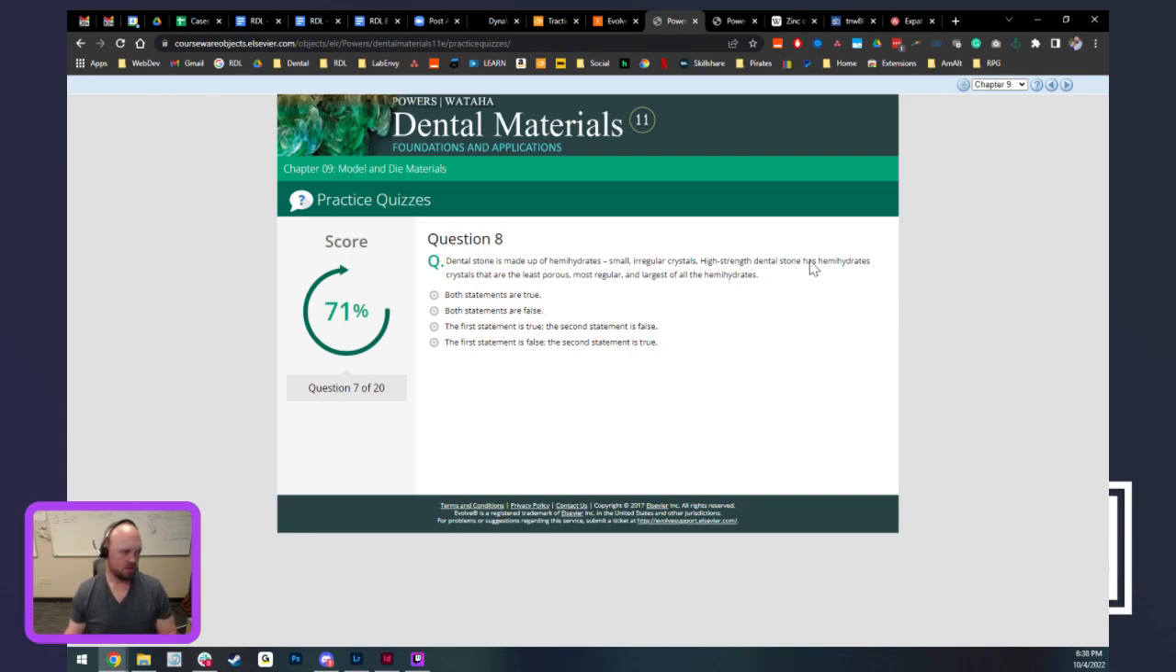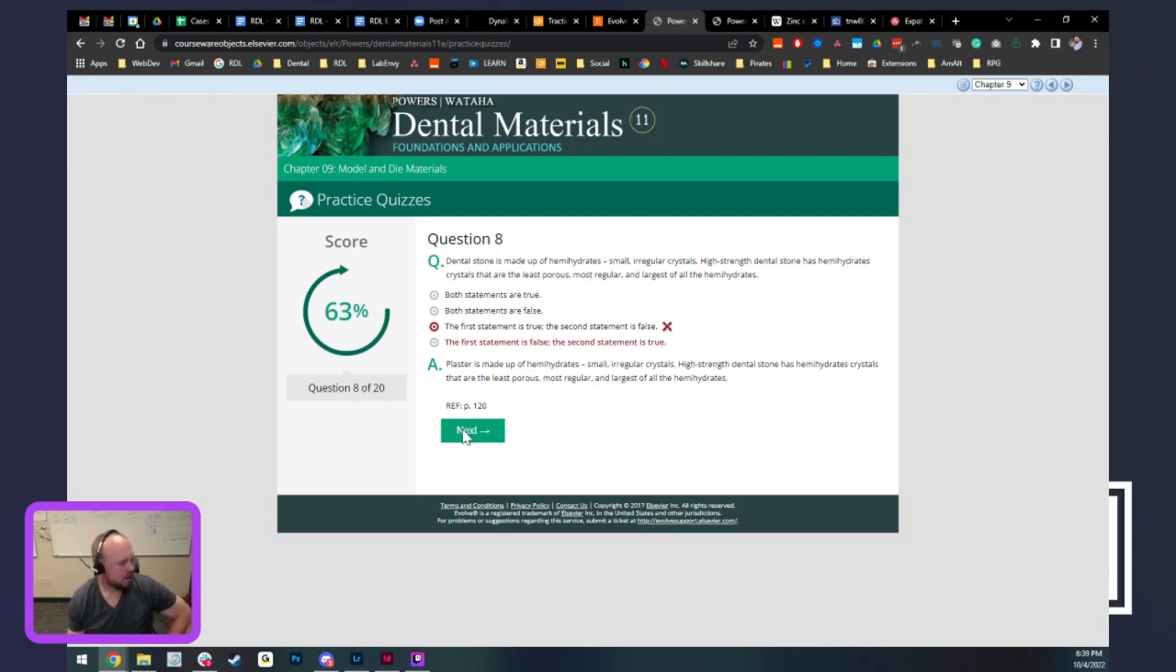And what it's saying is dental stone, largest of all the hemihydrates. Well, I don't think it's the largest of all. Yeah, so I'm going to go with this. Okay. Plaster is made up of hemihydrates, small irregular crystals. High-strength dental stone has hemihydrate crystals that are the least porous, most regular, and largest of all the hemihydrates.